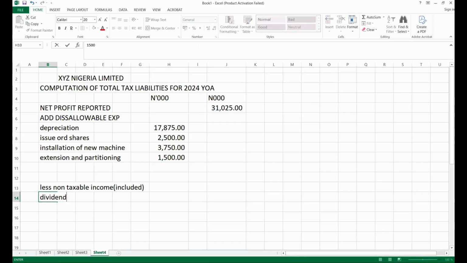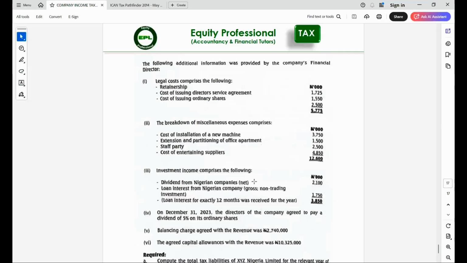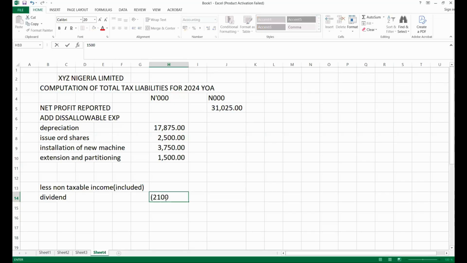According to the question, let me go back. I want to point out something to us here: this dividend from Nigeria was given to us net. So that means they adjusted it on the net profit in net form. Please, when you want to remove it, you also remove the net amount. Don't go and gross it up. So which is 2,100. So dividend, 2,100 will be removed from that.